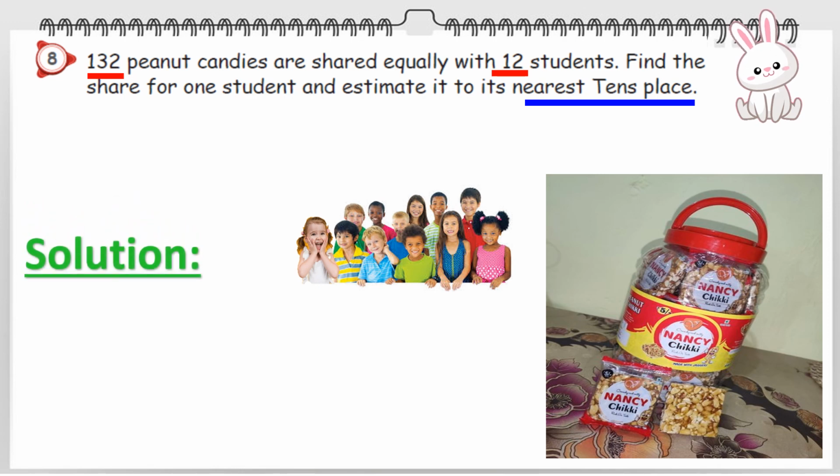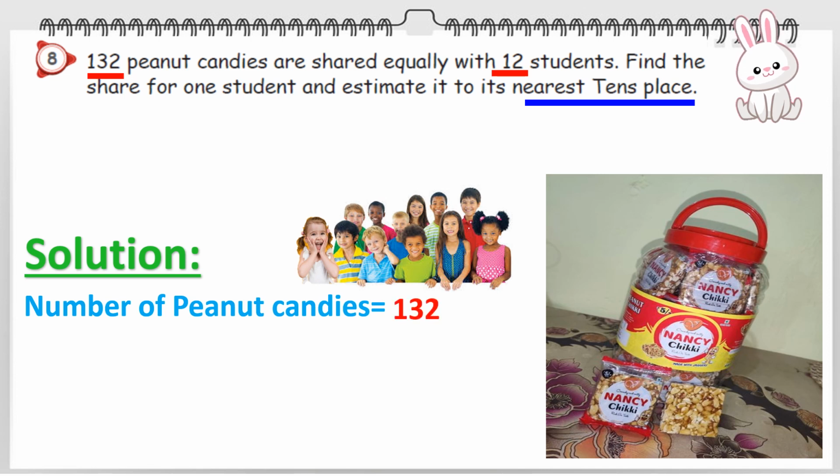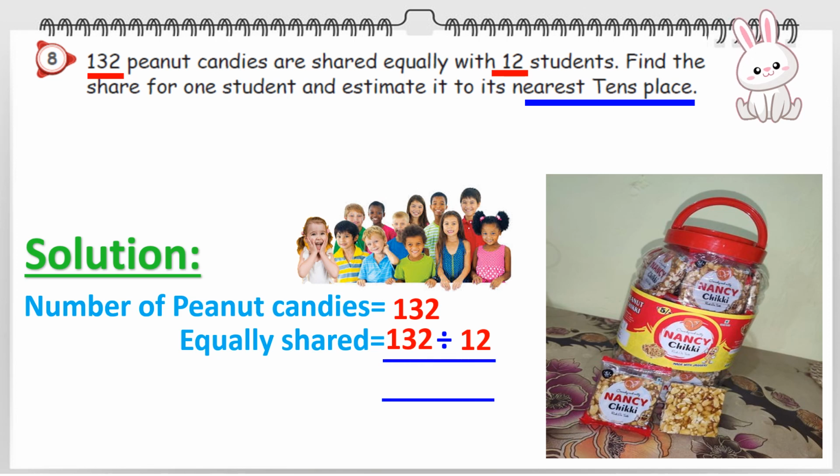Let us move to the solution. So number of peanut candies. How many? 132. Then it must be shared equally, isn't it? For how many students? 12 students. So equally shared is equal to 132 divided by 12. Right? So as you all know very well about the 12 times table, because 12 11s are only 132. Clear? So 11 is the correct answer.